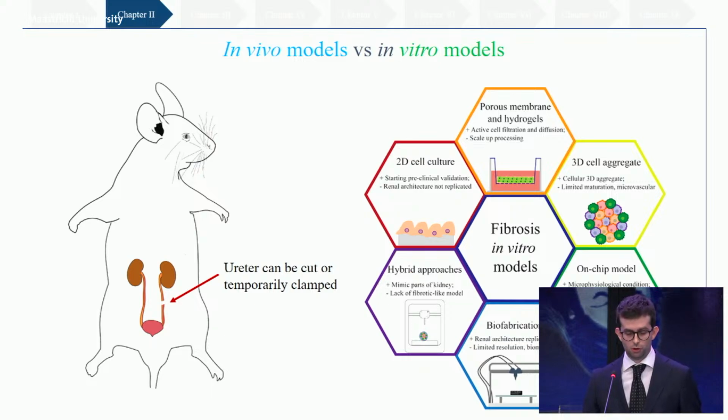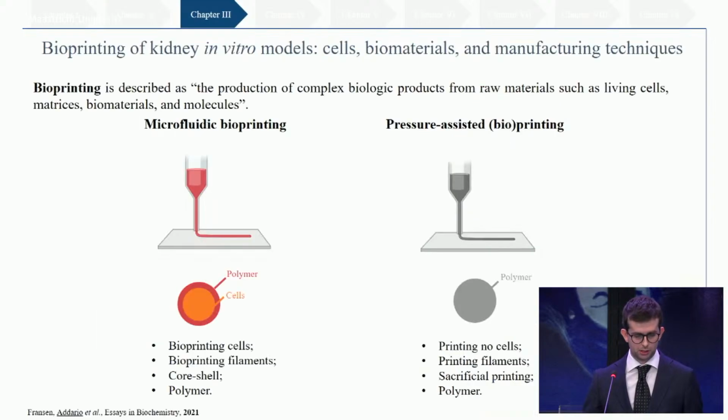For our models, we mainly focus on biofabrication techniques, and in particular on bioprinting, which can be explained as the production of complex biologic products from raw materials, such as living cells, matrices, and molecules. In particular, in our thesis, we focus on two main different techniques. The first one is called microfluidic bioprinting, and the idea is that we can bioprint filaments that have a core-shell arrangement, meaning that we can have a filament that has multiple concentric layers, where the inner part is called the core, where we place the cell compartment. Then in the shell part, we place the polymer, and the shell is the outer layer.